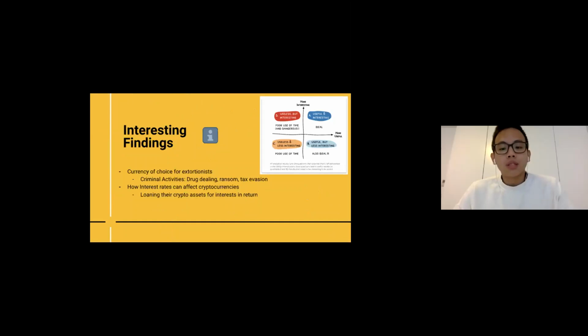So why did we choose this particular research topic? There are some interesting findings regarding cryptocurrency. One article shows that cryptocurrencies are being used as a currency of choice for extortionists to deal criminal activities like drug dealing, ransom, tax evasion, and many more. The other important finding is that interest rates can affect cryptocurrency prices because with interest rates, crypto asset holders can loan their crypto assets for interest in return, which would create a whole new market for it.